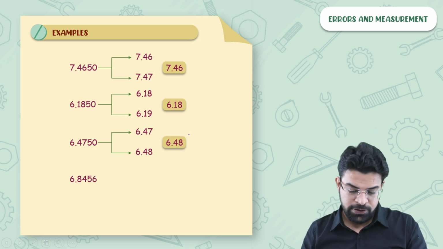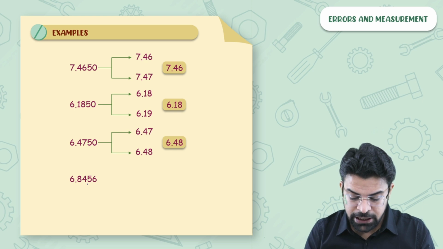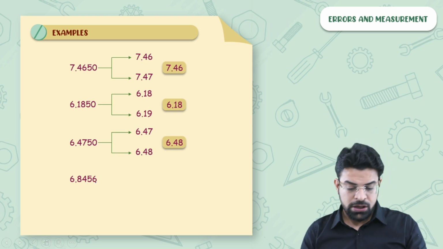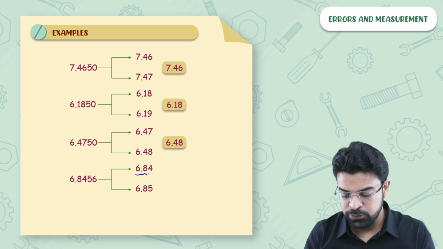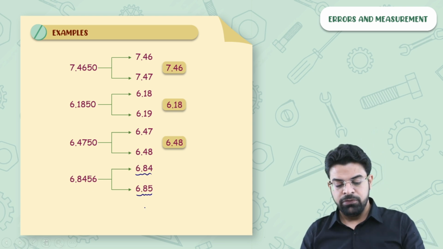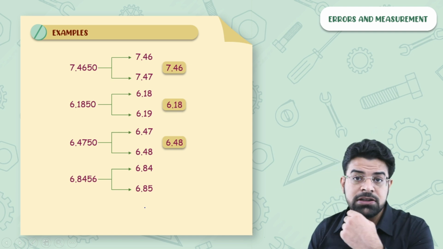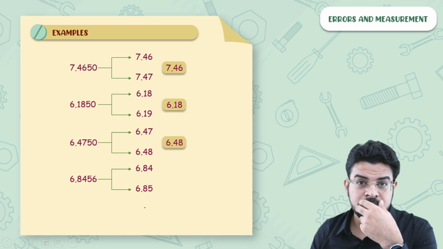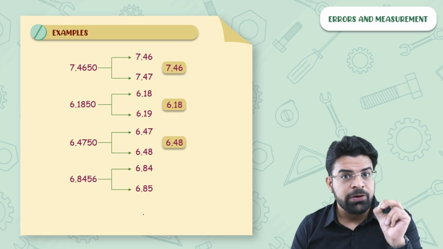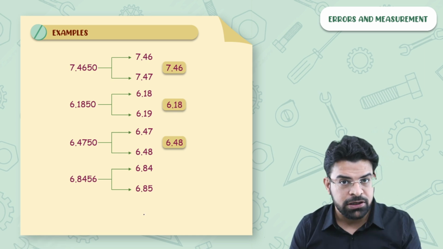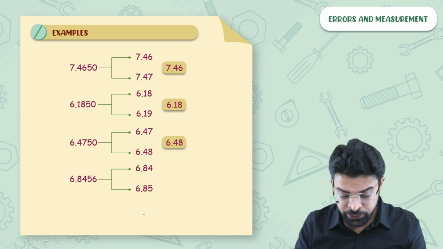The last example, 6.8456. 6.8456 is between 6.84 and 6.85. Now tell me, what is the answer? You might be tempted to use the tiebreaker rule, but you shouldn't use it here. Why? Because there is no tie.